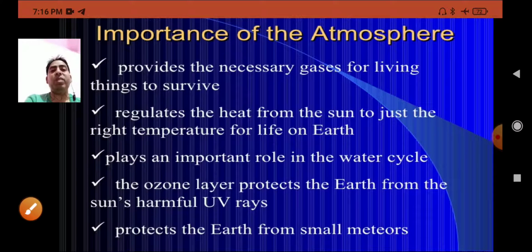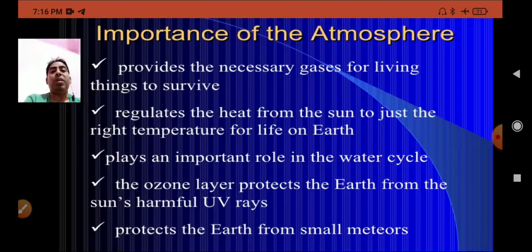And the most important, the ozone layer protects the earth from the sun's harmful UV rays, meaning ultraviolet rays. The layer of the atmosphere, that is the stratosphere, the second layer, has an ozone layer which protects from the ultraviolet rays coming from the sun. It is very harmful, and causes skin cancer and several eye diseases.